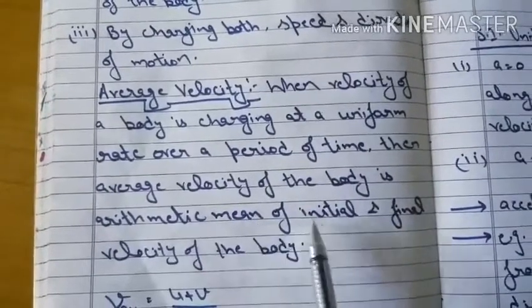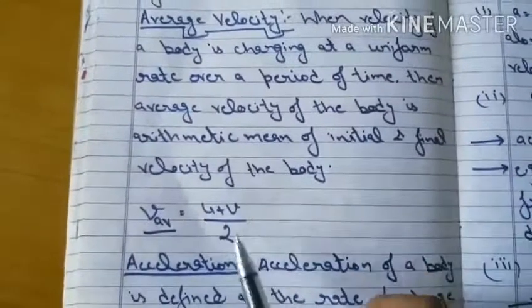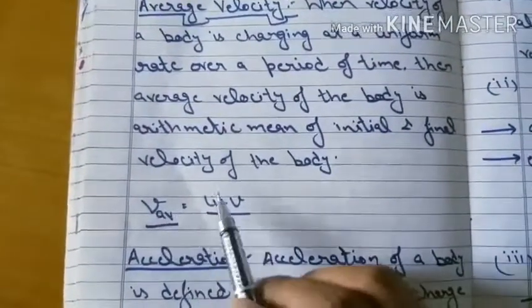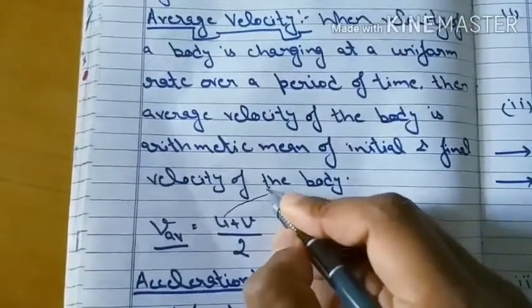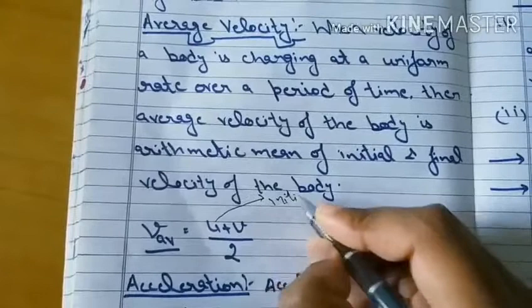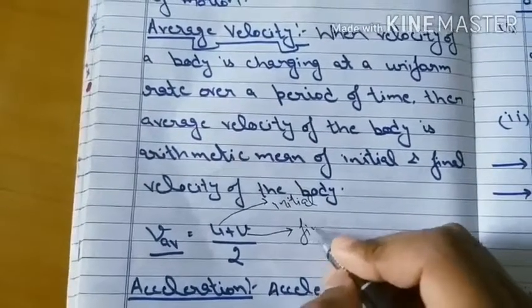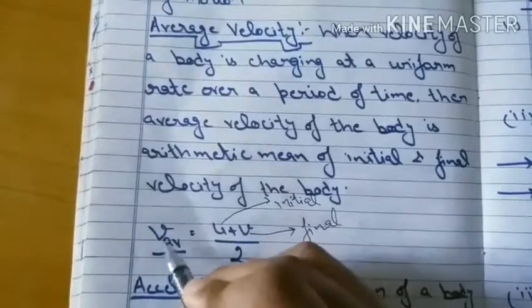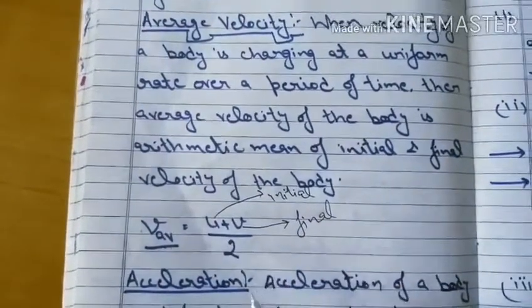arithmetic mean of initial and final velocity of the body. In that case, average velocity will be equal to (u plus v) by 2. u is here the initial velocity of the body and v is the final velocity of the body, and v average is the average velocity.